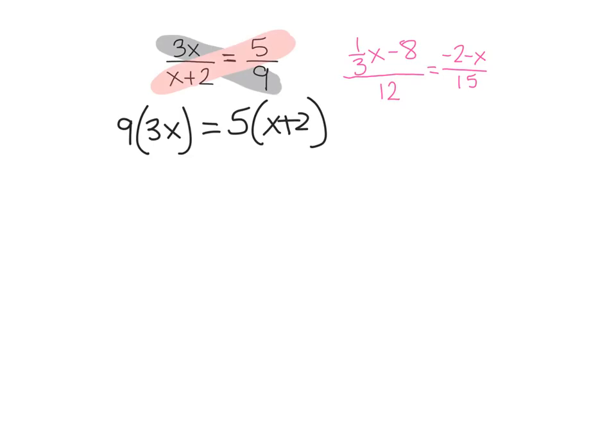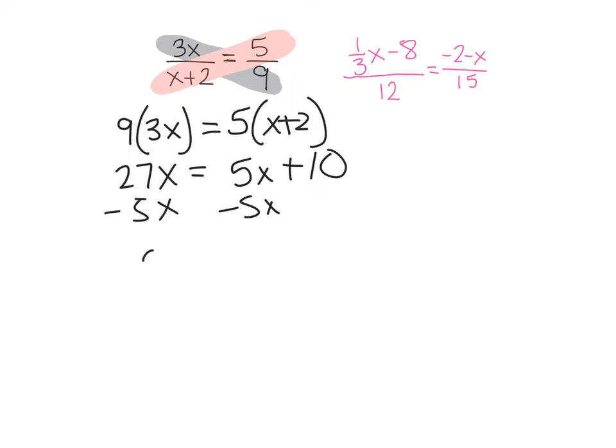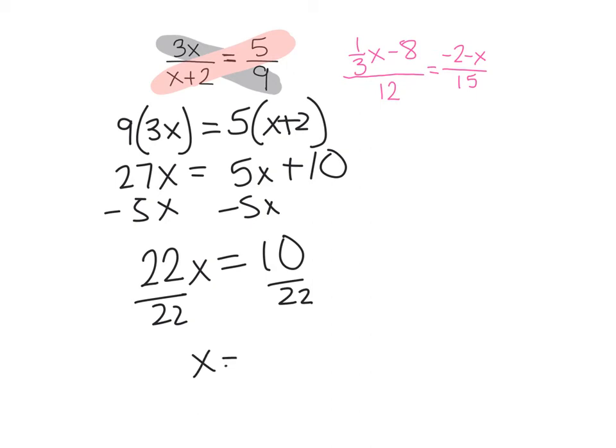All right, I hope you've solved the left one. Here we go. I've cross-multiplied to set up my distributive property. It gives me 27x equals 5x plus 10. I want all the variables on the same side, so I'm going to subtract 5x from both sides. 22x equals 10. I want x all by itself, so divide both sides by 22. X equals 10 over 22. Now, those are both even numbers, so I'm going to reduce it down to 5 over 11. But 10 over 22 is a perfectly acceptable answer.